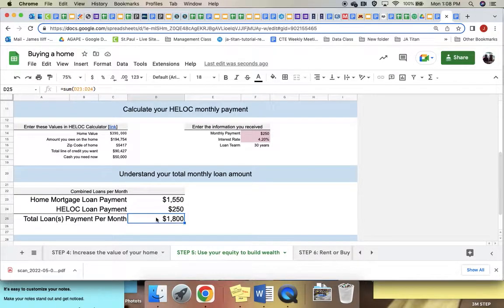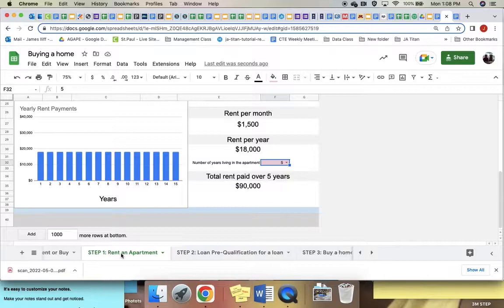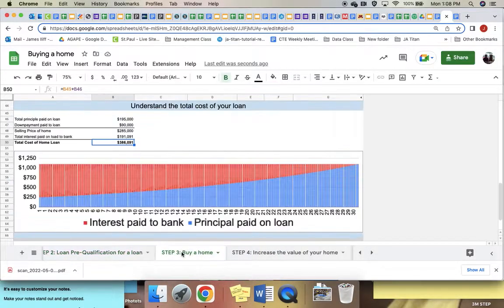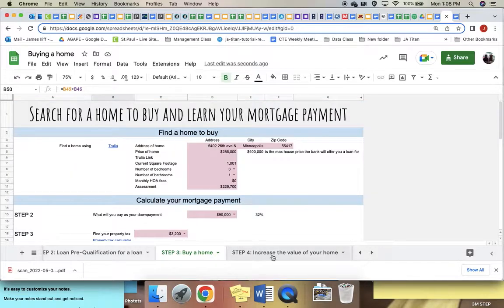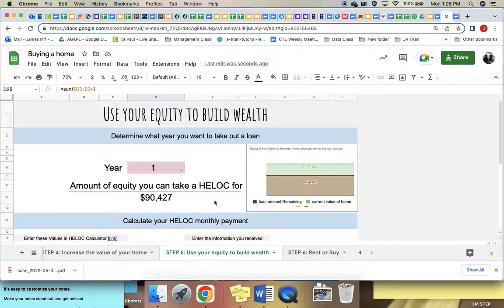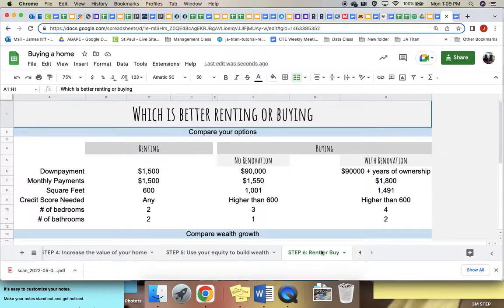And so here's your new mortgage right here, $1,800. We do all of that. So look at it. We rented an apartment. We got pre-qualified for a loan. We went out, we found a home to buy. We renovated our home. We planned the renovation for our home, and then we took out a loan for that renovation. Now comes the conclusion.